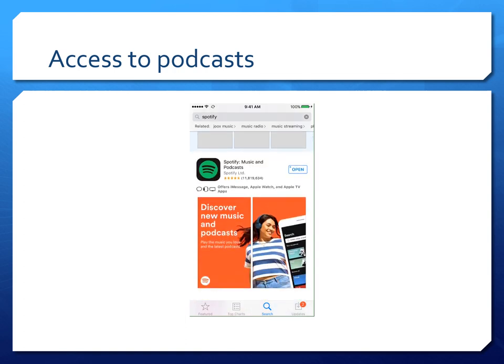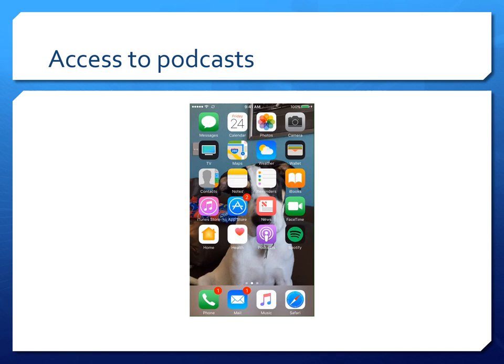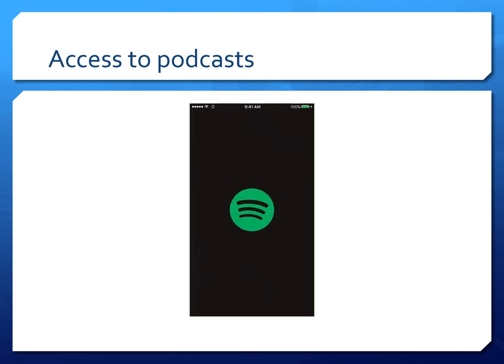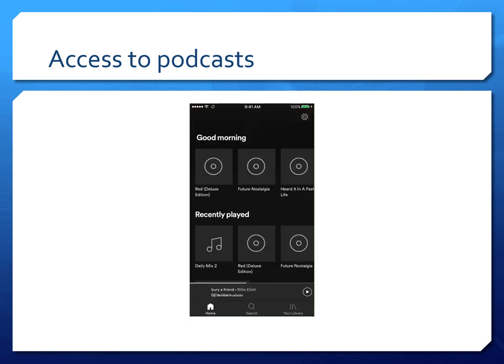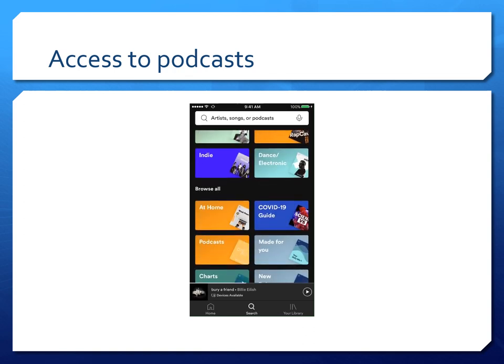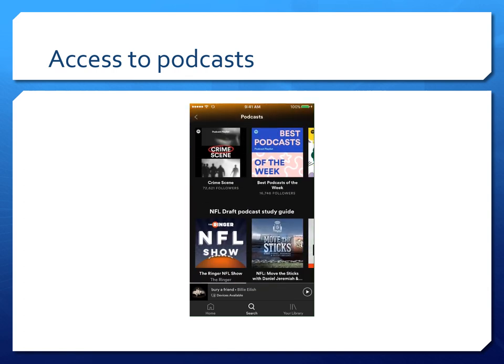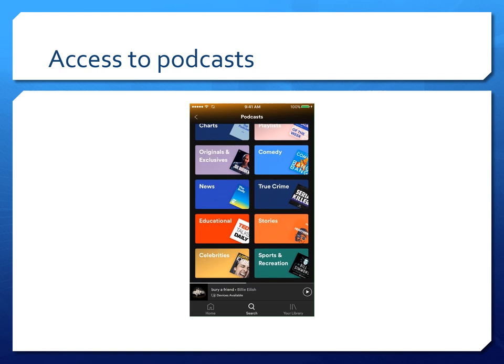You can listen to music on it, or you can listen to podcasts. And then since I already have it downloaded, I'll just go in and show you guys. So you'll go to the Spotify app, and then if you go to the search bar in the middle down here, you can scroll down and go to podcasts. It'll show you some featured ones. And then here's all the categories again, so you can just search by category to find one that you like.